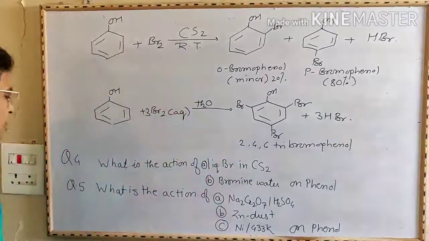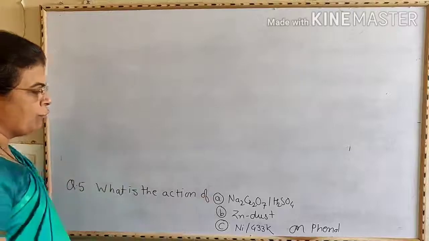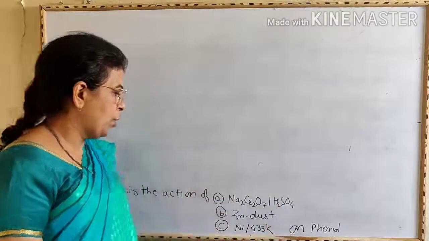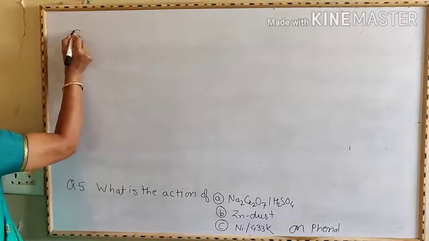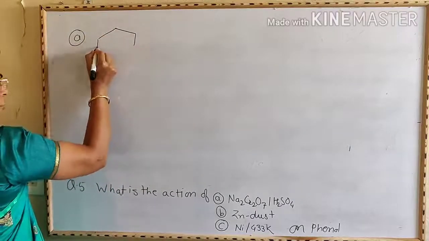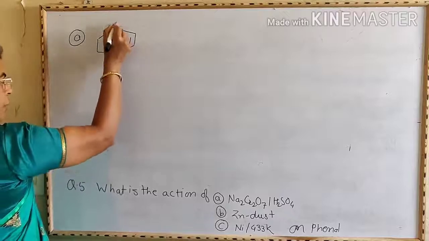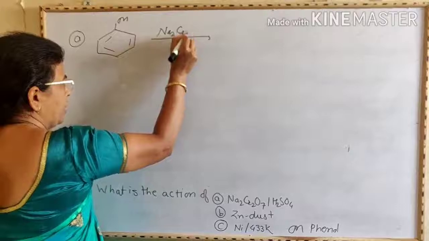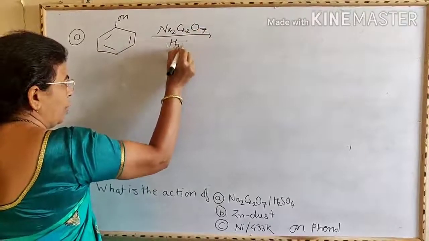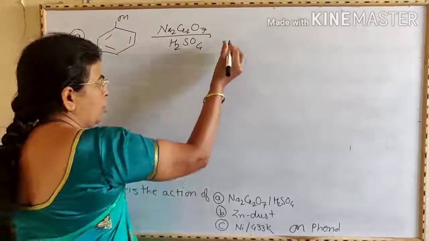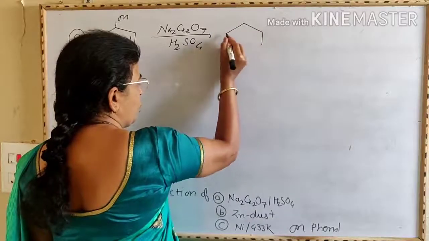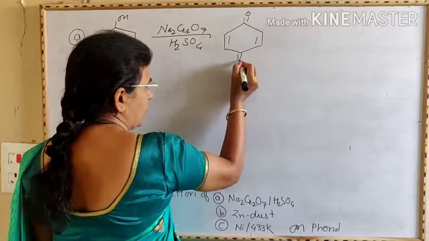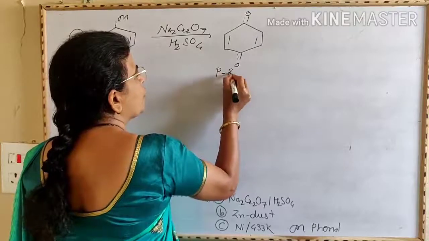Now the last question. What is the action of Na2Cr2O7 in H2SO4 on phenol? Now first one, A. When phenol is treated with Na2Cr2O7 in H2SO4, it undergoes oxidation to give benzoquinone. This is parabenzoquinone.